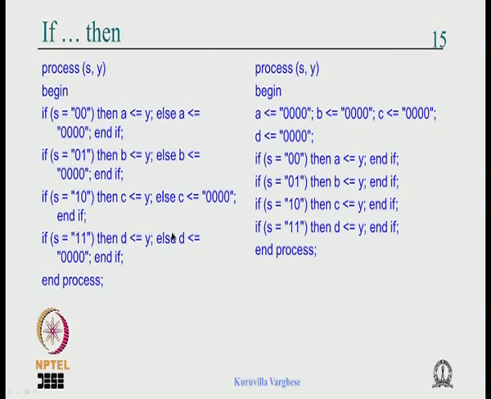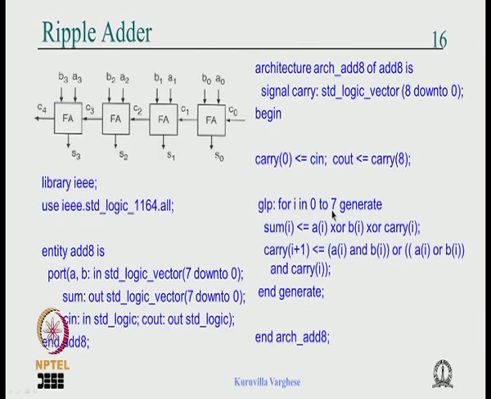You could use another way, which is using an if for each of the outputs separately, like you say if S is 0 0 then A gets Y else A gets 0 0, end if. It is exactly like writing the with select or when else. Once again it is technically correct, but the ideal code would be to combine everything, all the outputs together as a function of S and Y. Another version is everything is initialized at the beginning and only the change is indicated here.